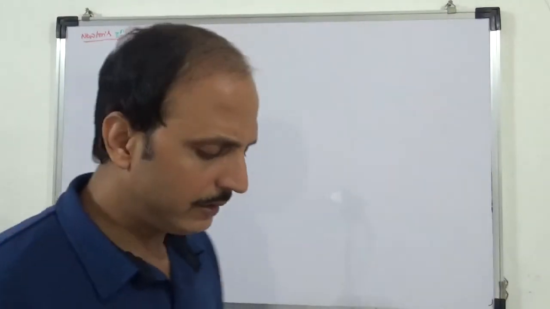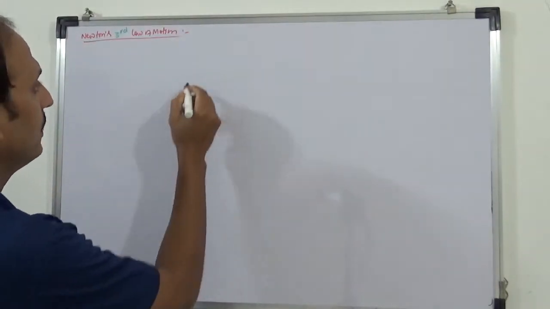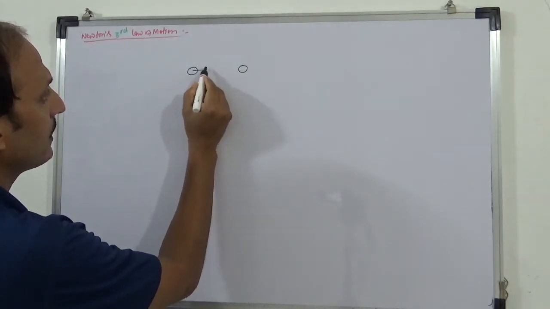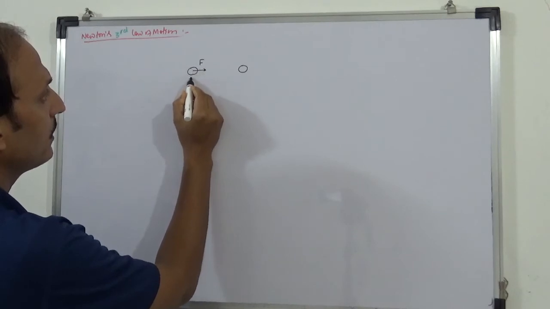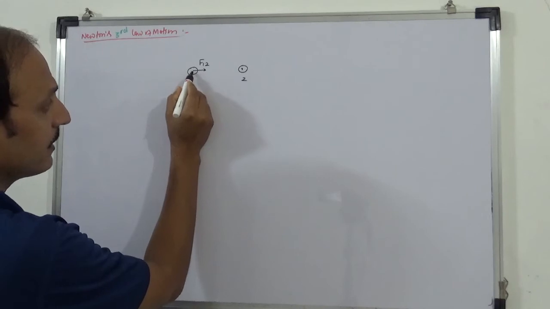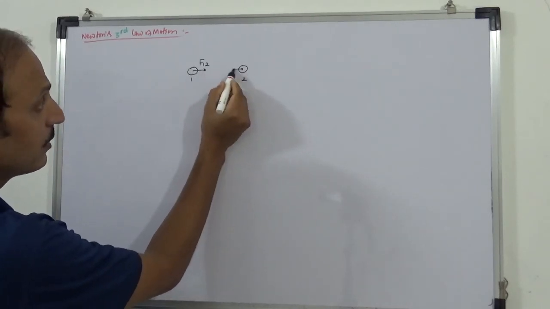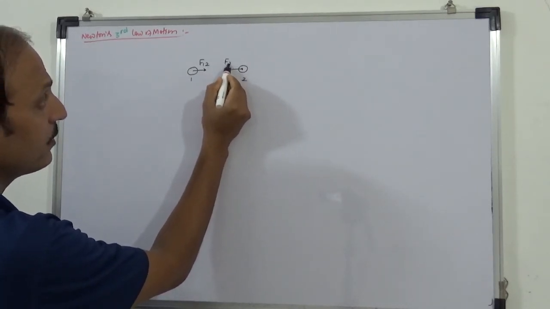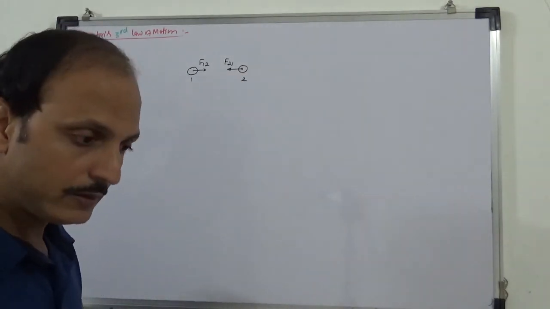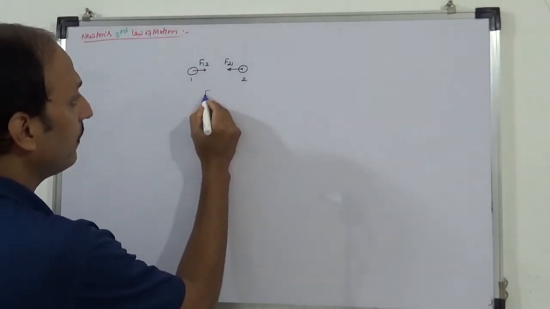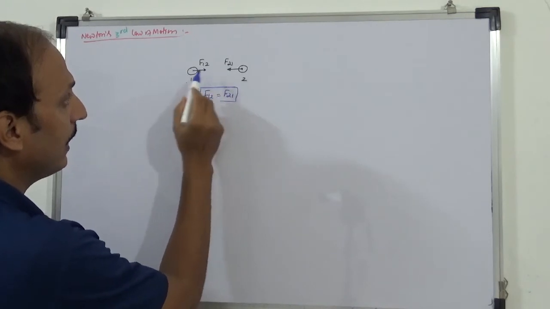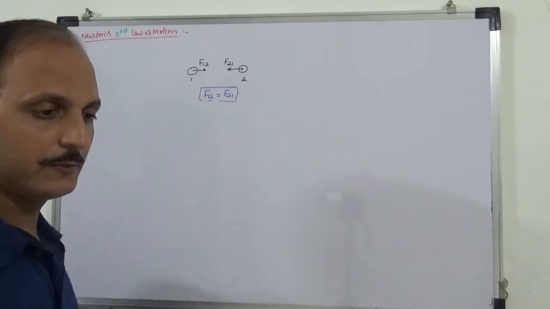Let me show you a simple example. I have shown that two masses are there. This one is attracted by force F, let's say F12, the force on 1 by 2. This mass is attracting that one, and that mass will also attract this one by F21, the force on 2 by 1. By Newton's third law, F12 equals F21. This is very important: they are acting on two different objects.